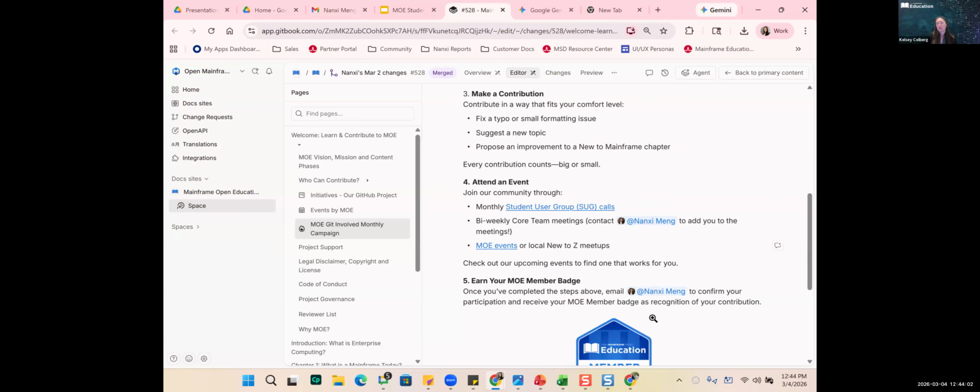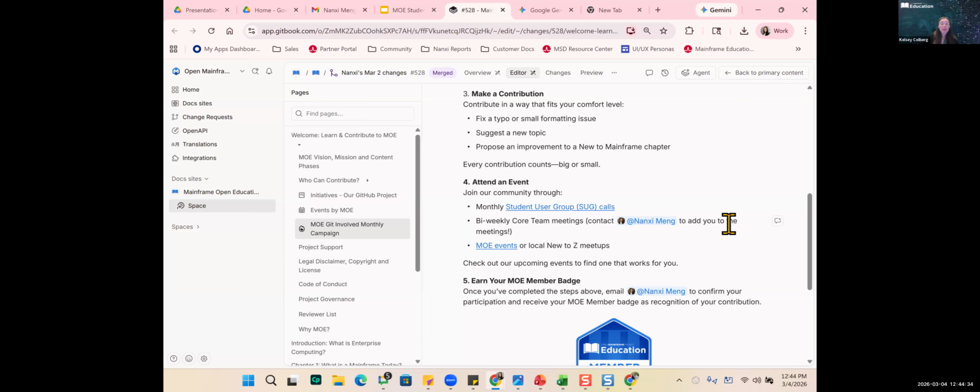We also have on here attend an event. You've all already done that, but I do want to point out that, as part of the Mainframe Open Education team, we have bi-weekly core team meetings. If you are interested in attending those and getting more involved in this community, as well as getting access to play around with the gem, if you email Nancy, I think is the correct way to go about that, Nancy can get you added to those bi-weekly core team meetings.